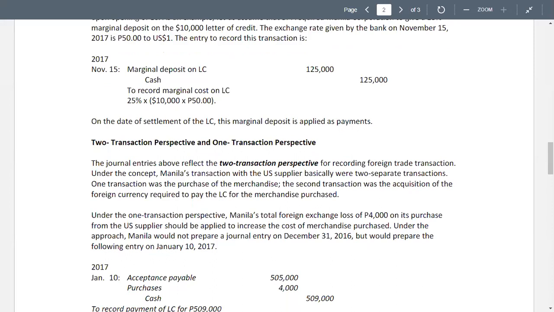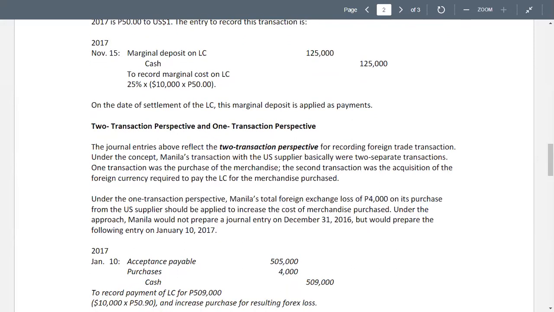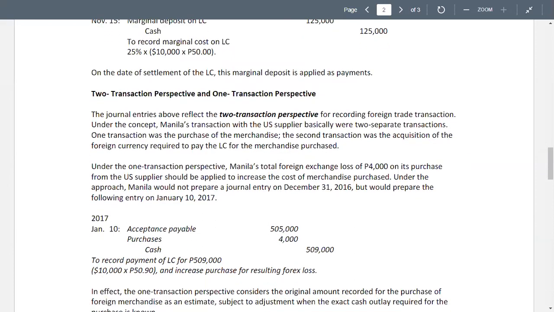The journal entries reflect the two transaction perspective for recording foreign trade transactions. Under the concept of Manila's transaction with the U.S. supplier, there were basically two separate transactions. One was the purchase of the merchandise, and the second was the acquisition of the foreign currency required to pay the letters of credit for the merchandise purchase.